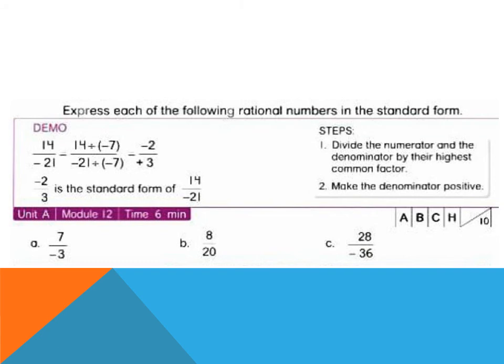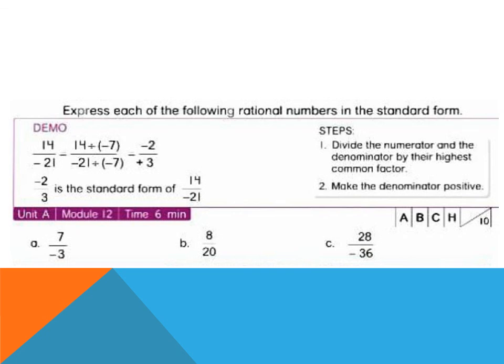So, in module number 12, question number A, 7 by 3, there are no common factors. So, first step, we don't need to do anything. Second step, we have to make the denominator positive. That means multiply both the numerator and denominator by -1, and the answer will be -7 by 3. In question number B, the denominator is already positive. So, second step we don't need to do. We have to only do the first step, that is find the common factors of numerator and denominator and cancel it out, find out the simplest term.